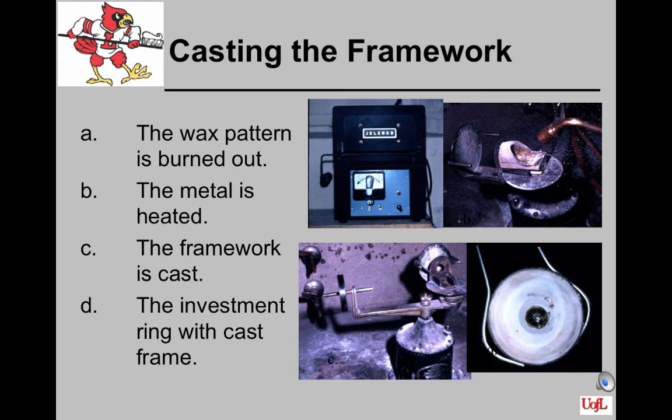If the lost wax technique is used, the investment ring is placed into an oven and heated to a specific temperature where the wax pattern is burned out and the investment is brought to a temperature necessary to cast a specific metal being used for the framework. The metal is then heated until it's melted, and by use of the casting machine, it is thrown into the investment ring. The ring with the cast metal framework is shown in the lower right picture. The ring is then placed in water, and the investment is separated from the cast framework.